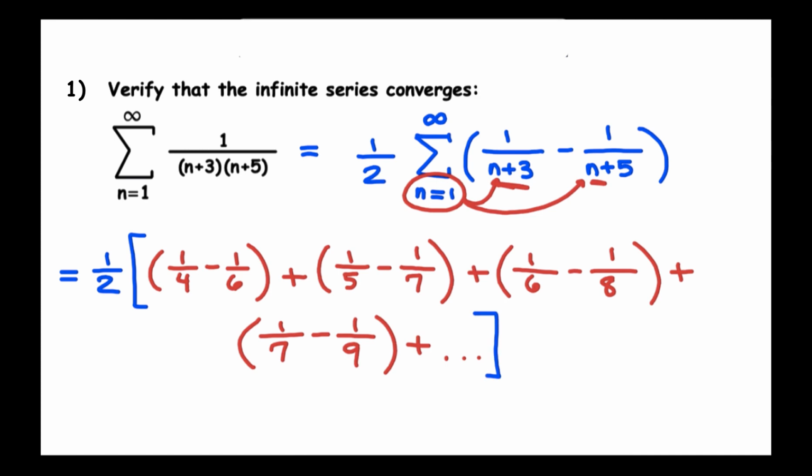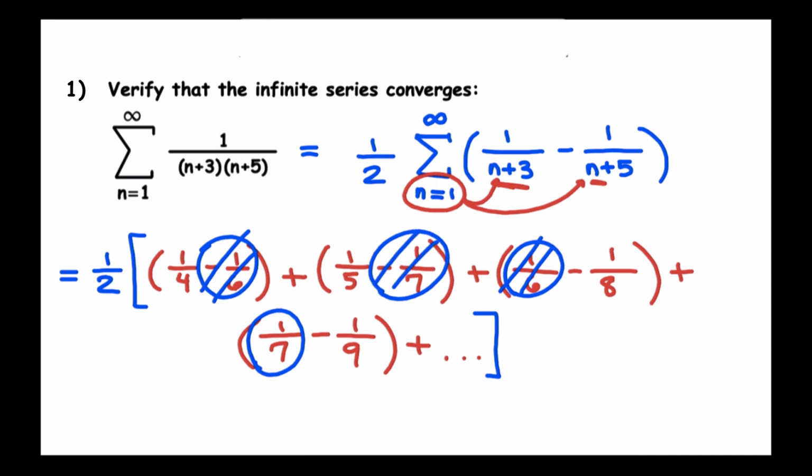Interestingly enough, this positive 1/6 right here will cancel with the minus 1/6. Those are gone. By the way, all these red parentheses I'm writing aren't really doing anything. They're just there for show. You can get rid of them if they're bothering you. This 1/7 here and the negative 1/7, they're going to cancel out. They add up to 0, so they're gone.